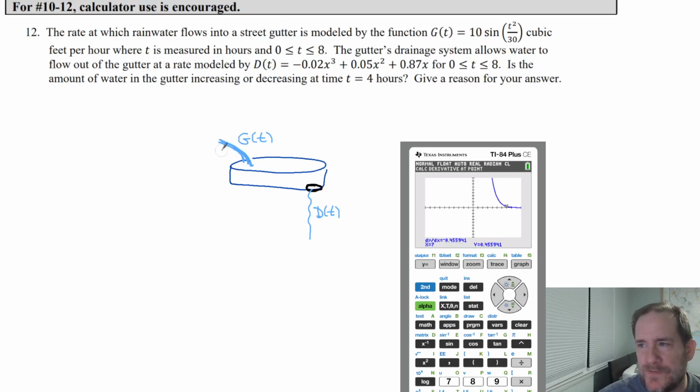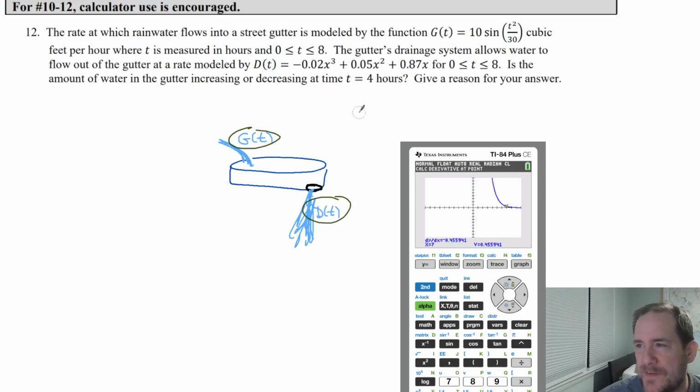But if the water is flowing in slowly and draining out quickly, if it's draining out really, really fast, then this gutter will start to drain and the water level in the gutter will go down. Even though water is pouring in, water is leaving faster than it can come in. So the whole point of this question is essentially just to compare those two rates. Just find g of t and find d of t and see who's bigger.